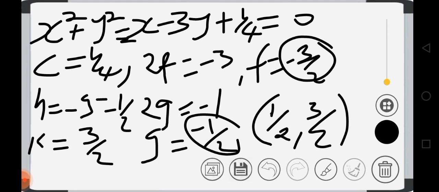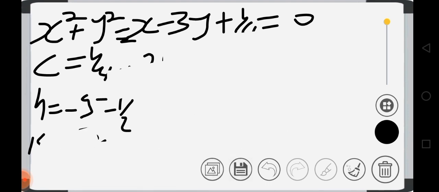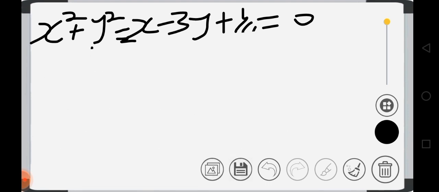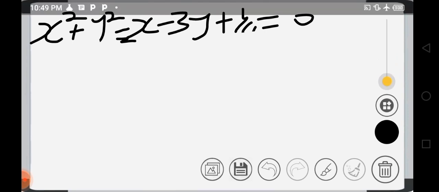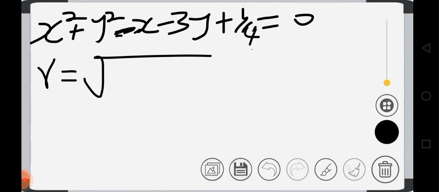Now the thing is, what is the radius? That's where the issue do come from sometimes, how to get the radius out. Sometimes to get the radius do look difficult. So let's see. Our radius r, we said, is equal to the square root of h square plus k square minus c.